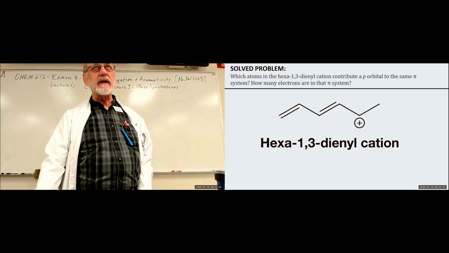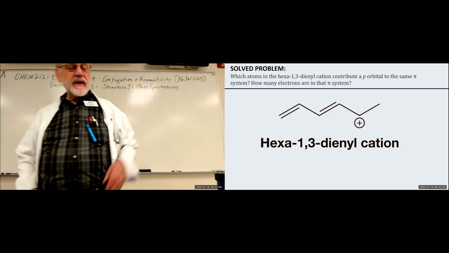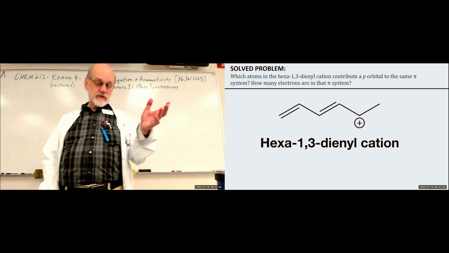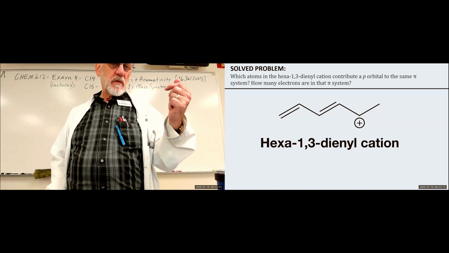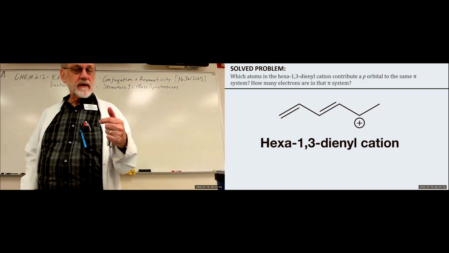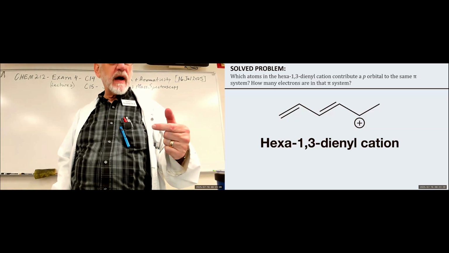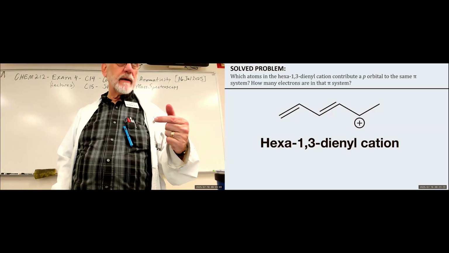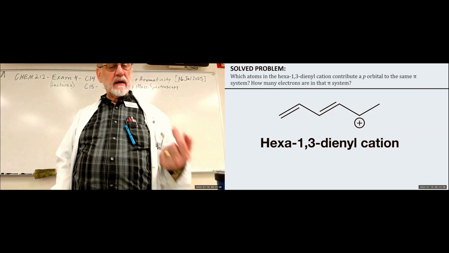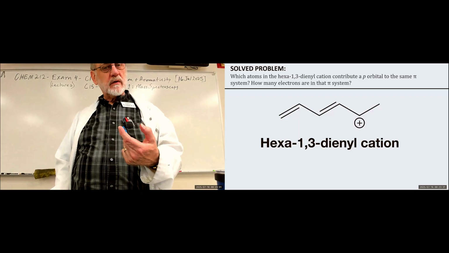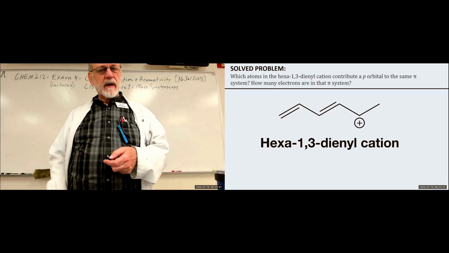All right, so we're going to see how many of these atoms can contribute p orbitals. If we start from the left, which is where the name tells us we should start, the number one carbon should be sp2 hybridized. Should it not? Because it has to have one free p orbital to make that pi bond. Number two carbon is also sp2. Number three is sp2, and number four is sp2.